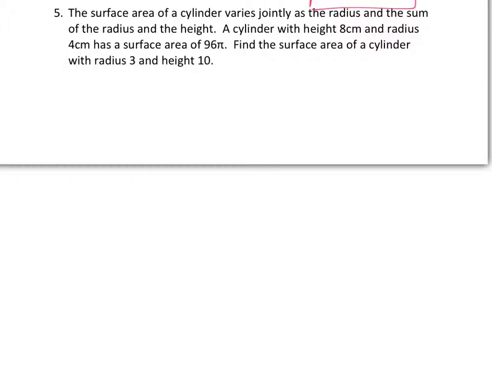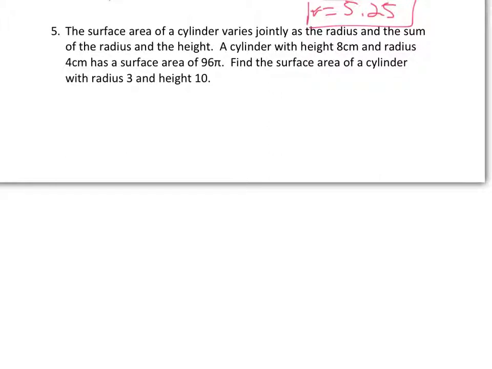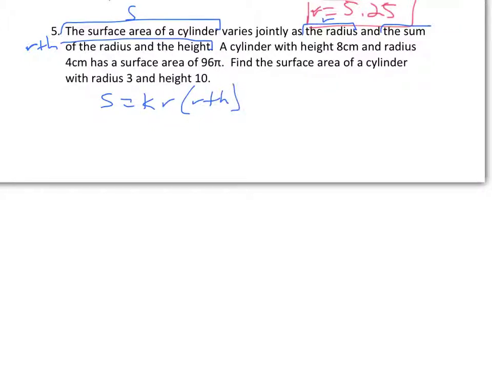The surface area of a cylinder varies jointly as the radius and the sum of the radius and the height. So the surface area, S, varies jointly as the radius, R, and the sum of both the radius and the height, which is R plus H. Notice that R is going to appear twice in here. So we had to create our equation: S equals K R times R plus H. It varies jointly as both R and R plus H.